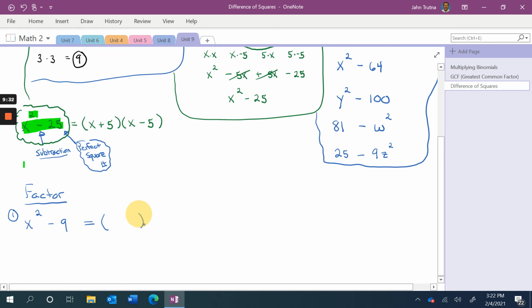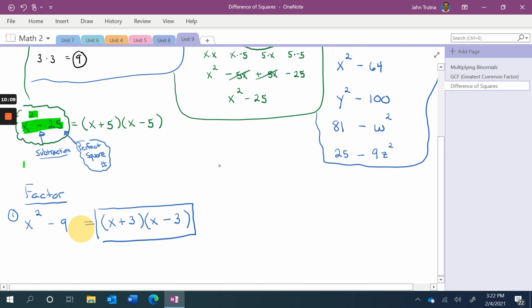Well, here's what you do. You draw 2 parentheses. Whenever you have a difference of 2 squares, one of them is going to have a plus, one of them is going to have a minus, and then the number that you write is the number that multiplies by itself to equal 9, which would be 3 and 3. Okay, and then in front of the addition and subtraction symbol, you write whatever the variable is with no exponents. So x plus 3, x minus 3, that is what the expression x to the second minus 9 would factor into.